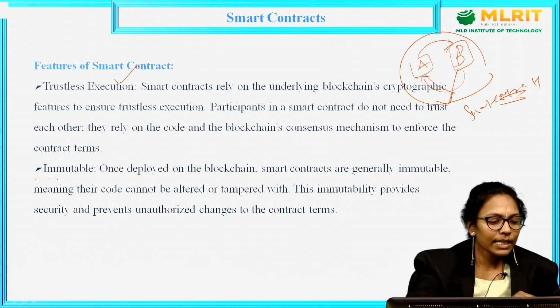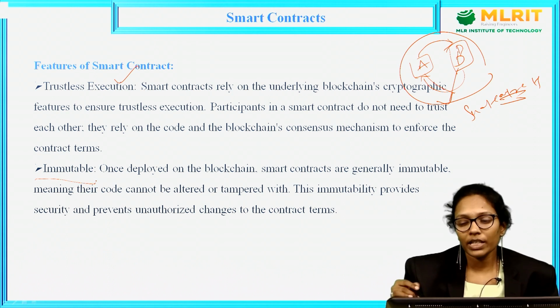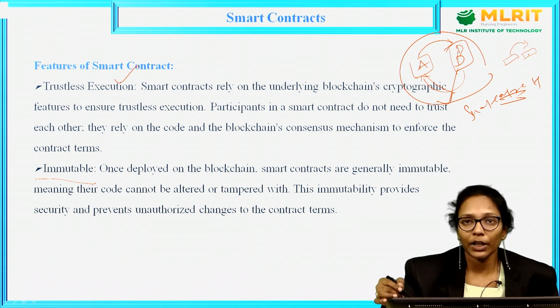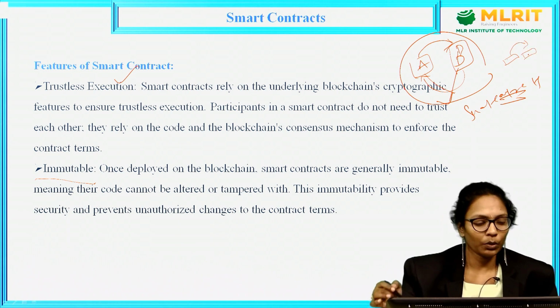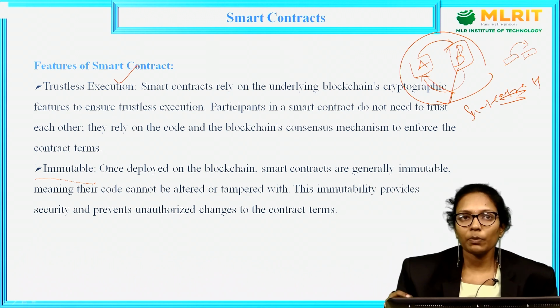And next is immutable. Once I write the smart contract and deploy it onto the blockchain, I cannot modify the smart contract code. So that's why whenever you write a smart contract, you should be careful to write that smart contract.